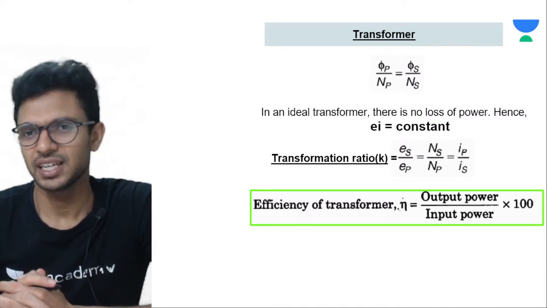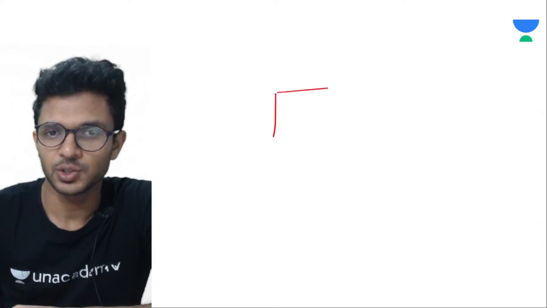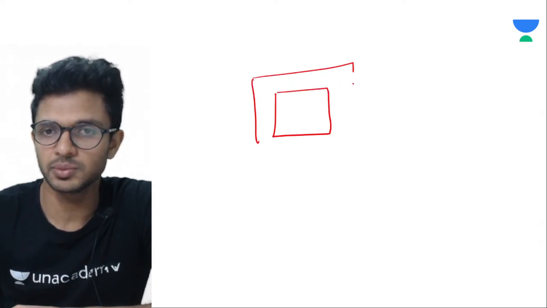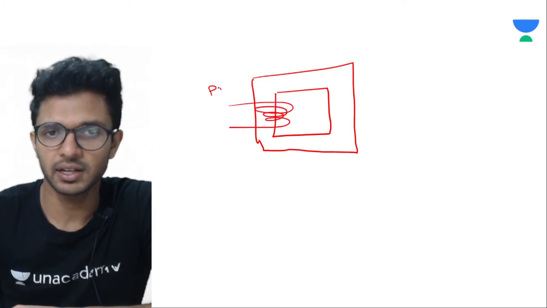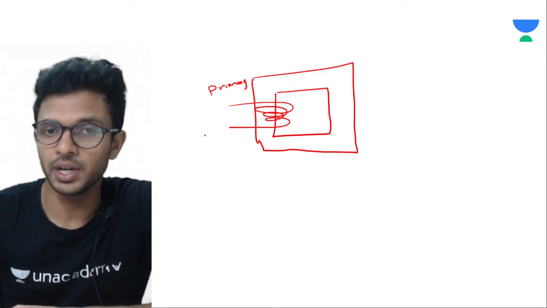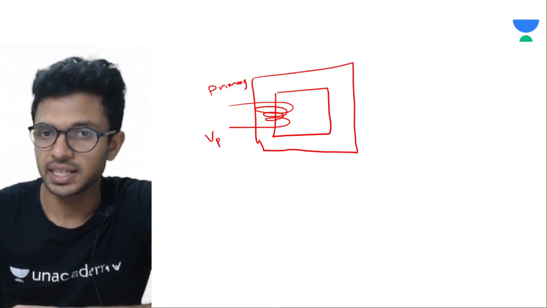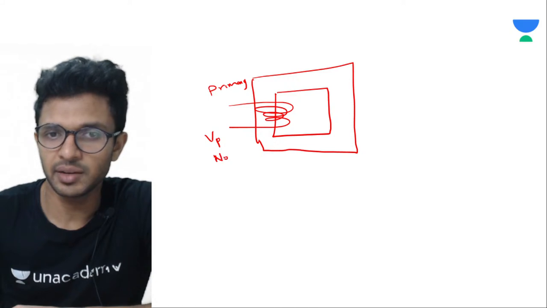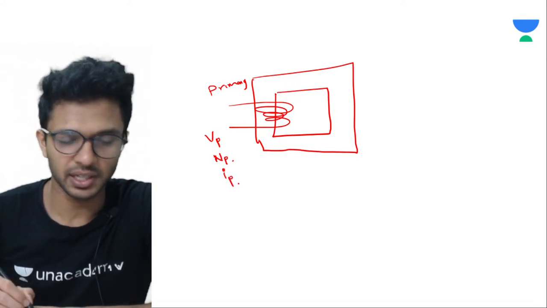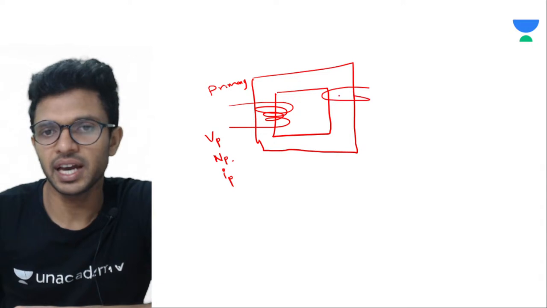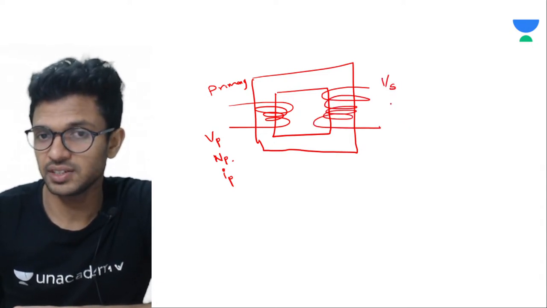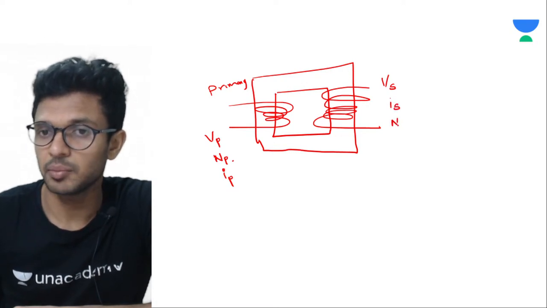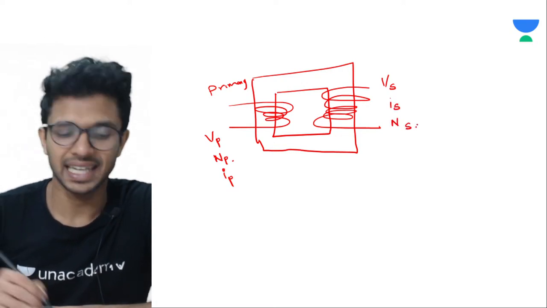The last formula is related to transformers. I'll draw the figure so that you get a better idea about all the terms of the transformer. In a transformer, you have a primary coil, where the voltage we call V primary, the number of turns we call N primary, and the current we call I primary. Then here we have the secondary coil from where the output is taken. The voltage here is V secondary, the current is I secondary, and the number of turns is N secondary.